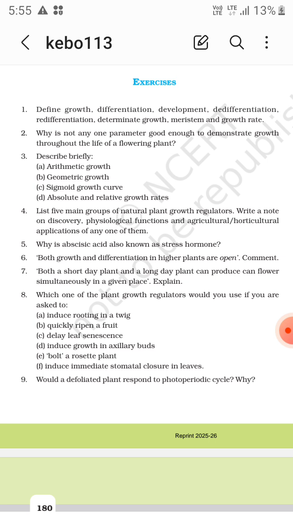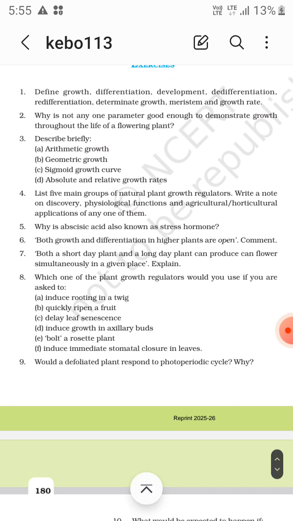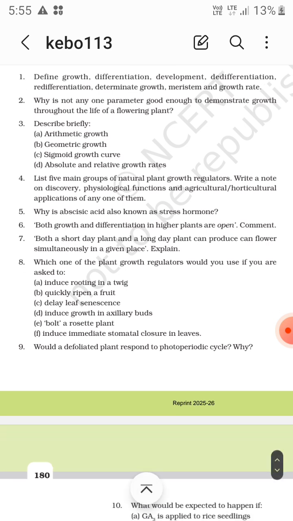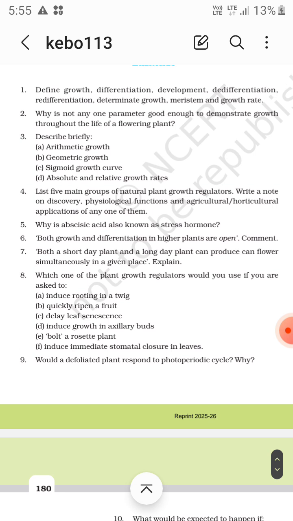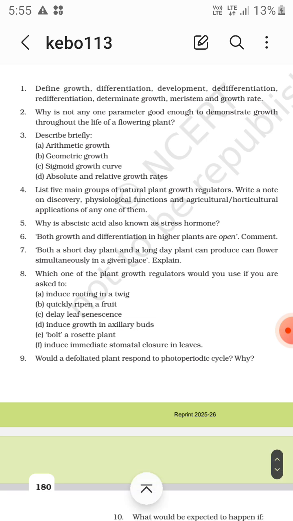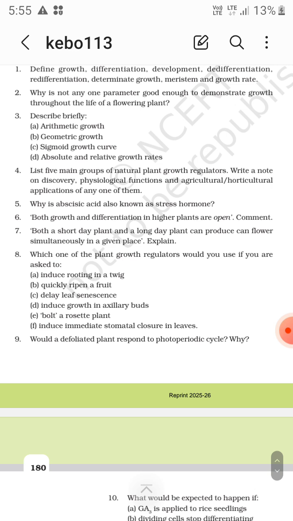Describe briefly arithmetic growth, geometric growth, sigmoid growth curve, and absolute and relative growth rates. So arithmetic growth is the root elongation. Geometric growth is where both the daughter cells divide. And sigmoid growth curve is kind of a J-shaped curve. And absolute and relative growth rates: absolute means a specific amount is increased, and relative means per unit initial parameter.